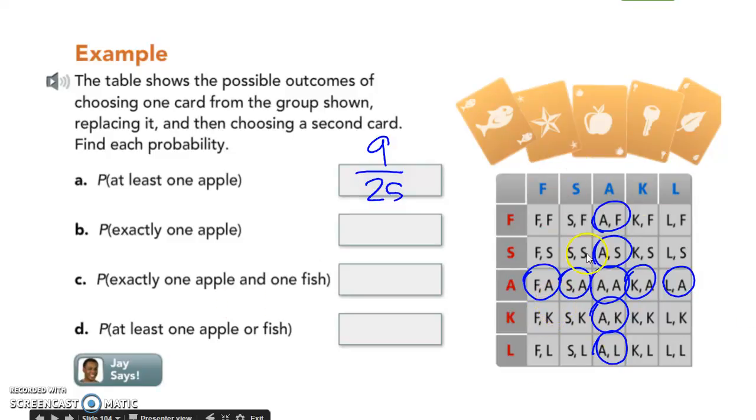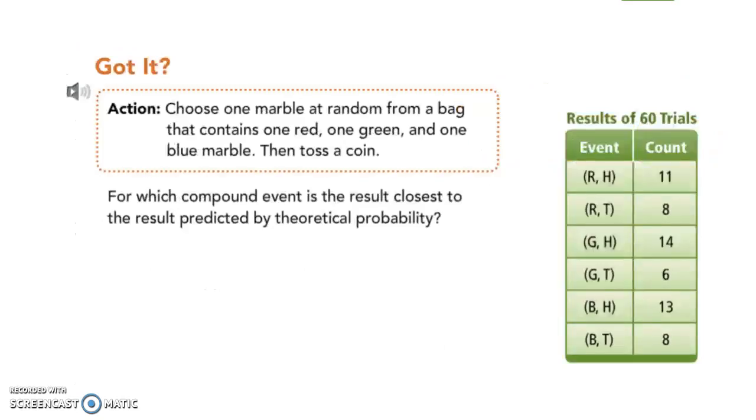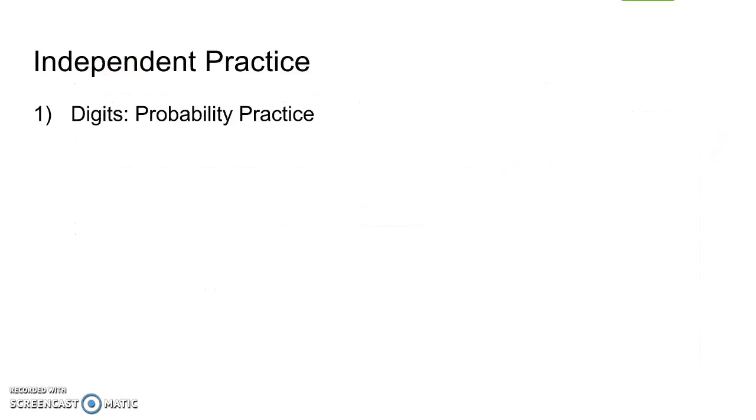Okay, so you use either the list, the tree diagram, or the table to get your sample space, and then you just count how many out of the sample space is going to give you whatever the probability you're finding. Okay, this has been a real quick, real brief review of probability. This was one of the last units we did, so it should be hopefully pretty fresh in your memory.